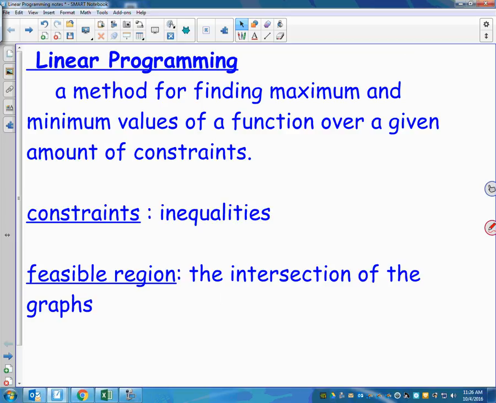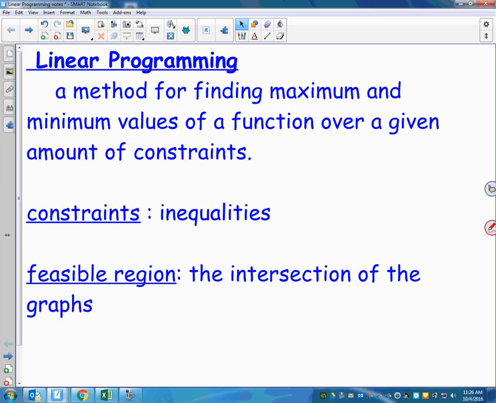Some vocab that you need to know. Constraints. Constraints are kind of another way of saying the restrictions on the graph. And so for us, our restrictions are going to be the inequalities. And then we want to talk about the region, just like what you just did on the homework quiz. The region that these inequalities make when you shade, we call that the feasible region. And so those are words you're going to see, just some vocabulary as we go forward here.